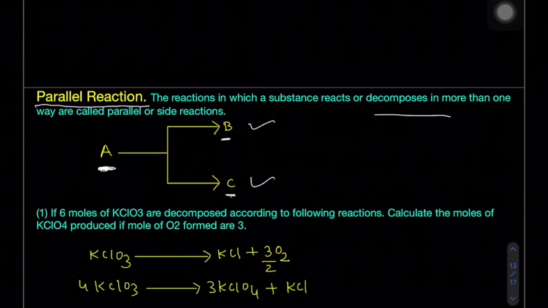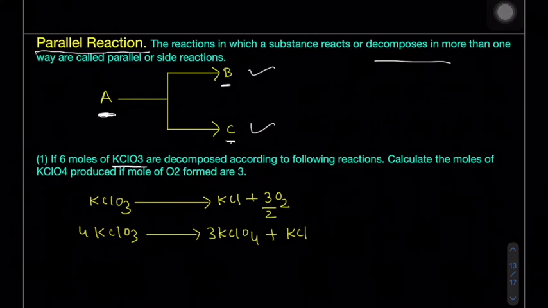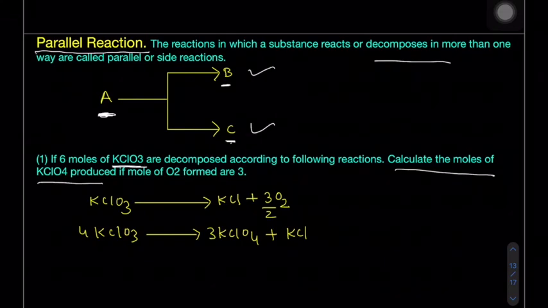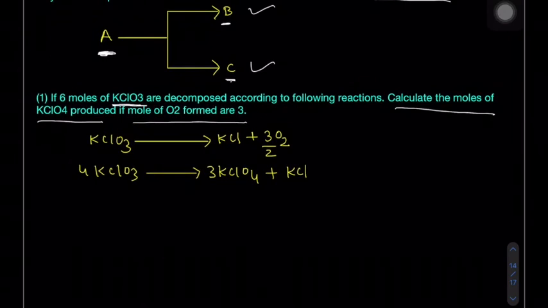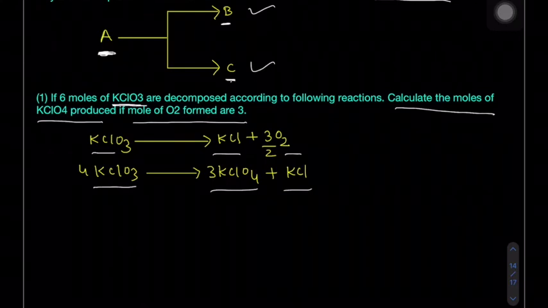Now here, for example, we have potassium chlorate, 6 moles, which will be decomposed according to the following reaction. Calculate the number of moles of potassium perchlorate produced if 3 moles of O2 are formed. Now equations are given. KClO3 decomposes to give KCl and O2, and also KClO3 decomposes to give KClO4 and KCl. So this is a parallel reaction.